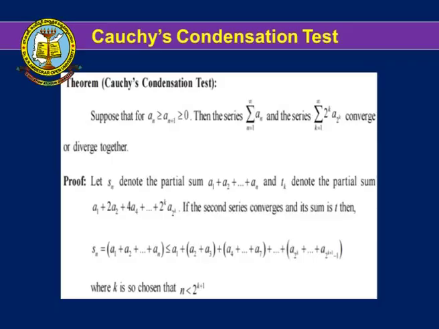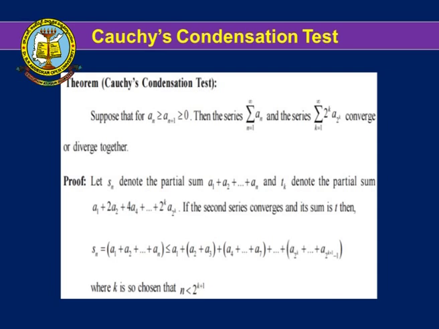Now Cauchy's condensation test. Condensation test means: if a n is greater than or equal to a n plus 1, which is greater than or equal to 0, then the series sigma n equal to 1 to infinity a n and the series sigma k equal to 1 to infinity 2 power k into a 2 power k converge or diverge together.